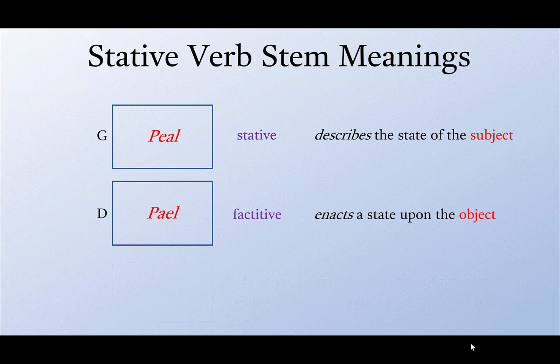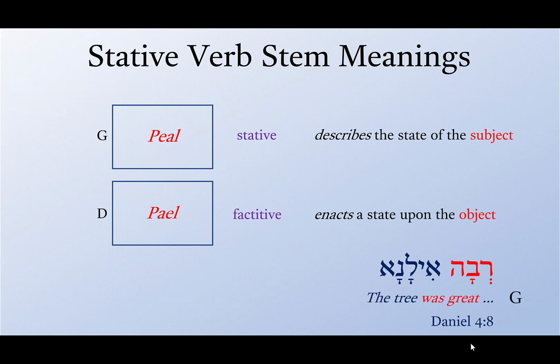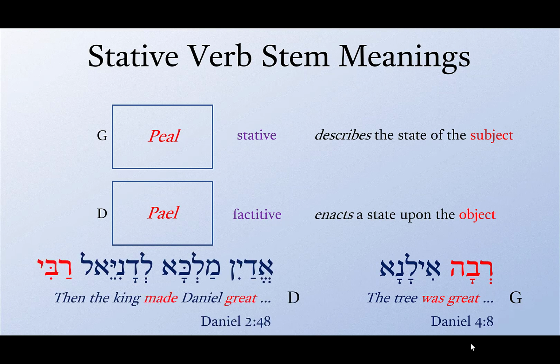First, talking about the factitive idea. So let's look at the basic idea for resh beit hay, that stative verb. The tree was great. It was big. That's Daniel 4:8. But then Daniel 2:48 has then the king made Daniel great. So you can see on the right with the basic form of the stative verb, it's intransitive. It's just the subject, the tree, was great. But then over here on the left with the D stem, it's transitive. The king, subject, made great Daniel. Daniel's the object. So there's an enacting of the state upon the object. We can see that pretty clearly.